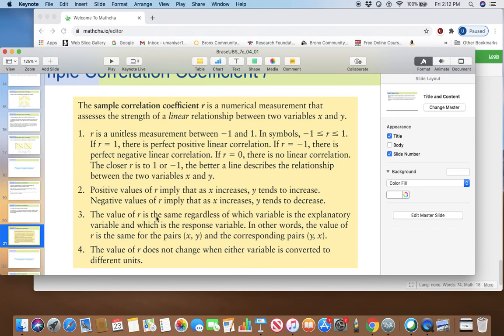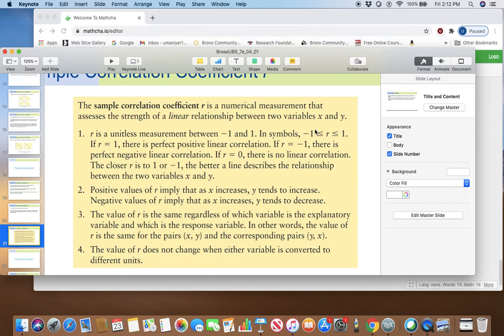The value of R is the same regardless of which variable is the explanatory variable and which is the response variable. That is, instead of xy, you could flip the x and y coordinates, and yet you should get the same coefficient of correlation. All right. The value of R does not change when either variable is converted to different units. So R is unitless, does not care whether you look at xy or yx.